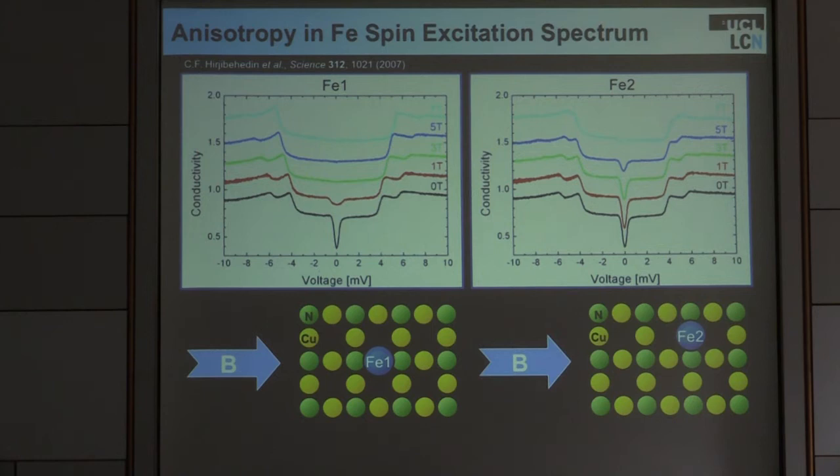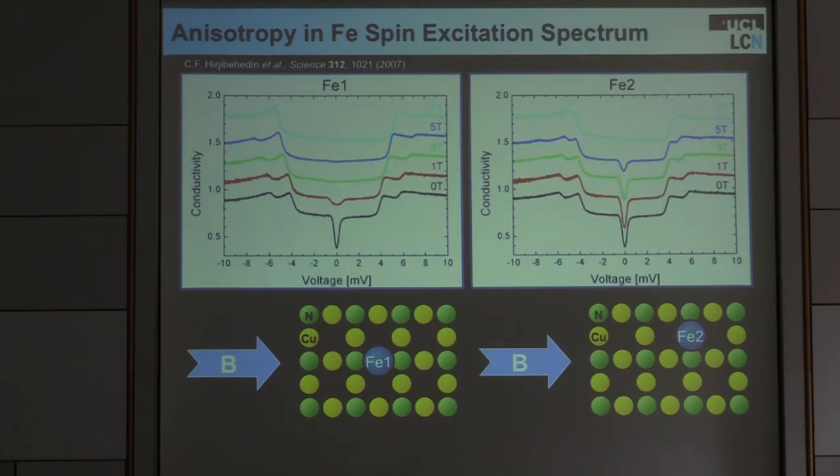Well, we play a cute little trick. We apply a magnetic field in the plane of our system. In this case, we orient the magnetic field along the nitrogen rows, and that's particularly nice because if you look at this iron atom over here on the left, you can see that there's a nitrogen on the left and the right of it. But if you look at the iron on the right, you can see there's a nitrogen above and below it.